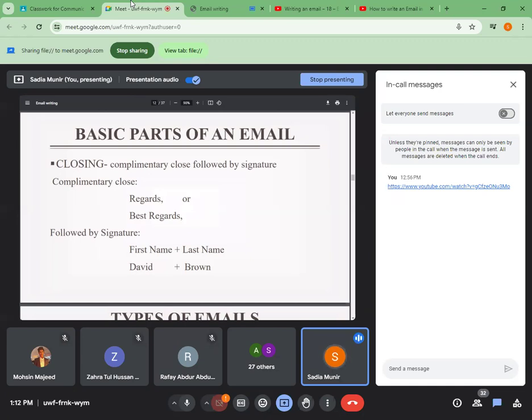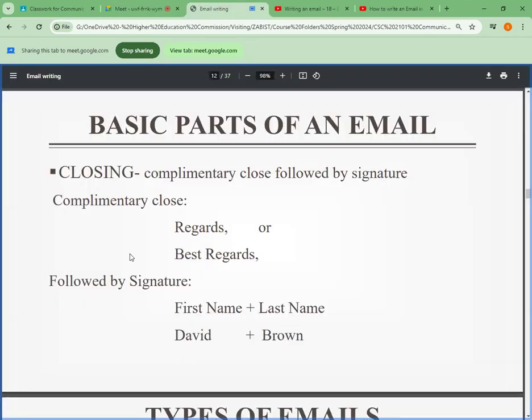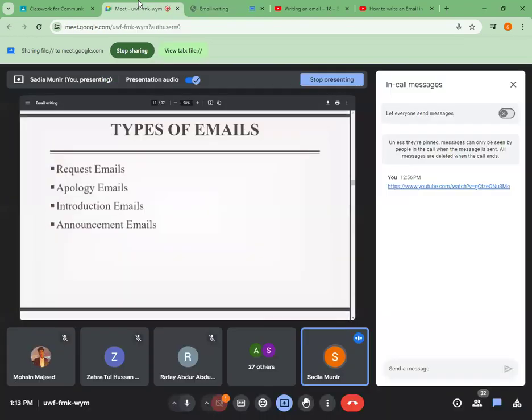For example, regards, best regards, yours truly and etc. सिग्नेचर भी ऐड होता है आजकल. आप ईमेल में डिजिटल सिग्नेचर भी ऐड कर सकते हैं.